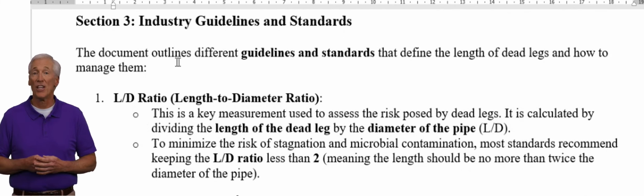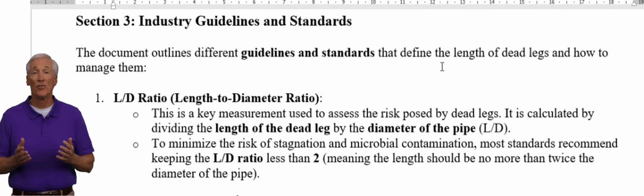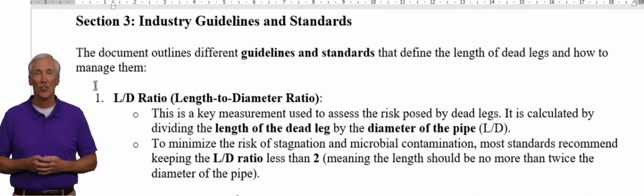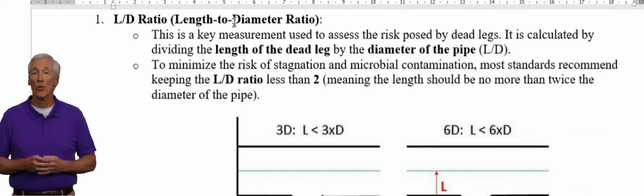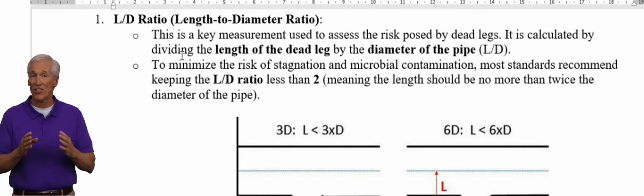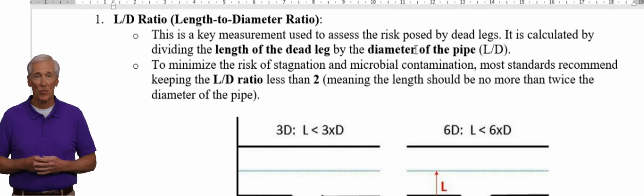The document outlines different guidelines and standards that define the length of dead legs and how to manage them. 1. LD ratio, length to diameter ratio. This is a key measurement used to assess the risk posed by dead legs. It is calculated by dividing the length of the dead leg by the diameter of the pipe, L/D. To minimize the risk of stagnation and microbial contamination, most standards recommend keeping the L/D ratio less than 2, meaning the length should be no more than twice the diameter of the pipe.